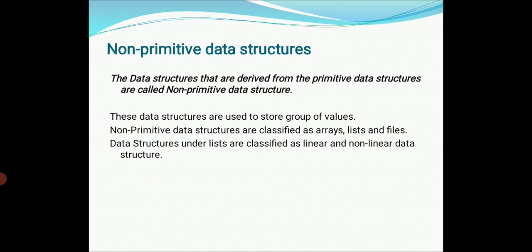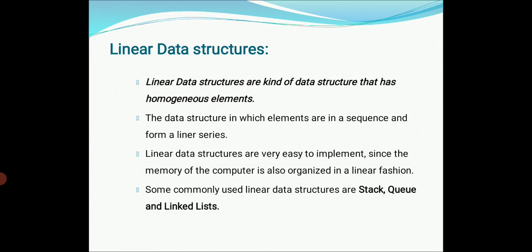This non-primitive data structure can be further classified into two different types. One is the linear and the other is the non-linear non-primitive data structure. The first is the linear data structure. So what is the linear data structure? Linear data structures are the kind of data structure that has homogeneous elements. These are data structures in which the elements are in a sequential manner, so we can call it the linear data structure. Some of the most commonly used linear data structures are stack, queues and also linked list.